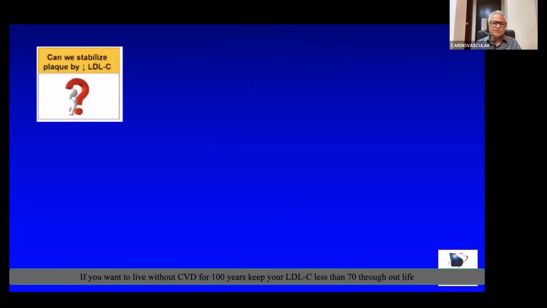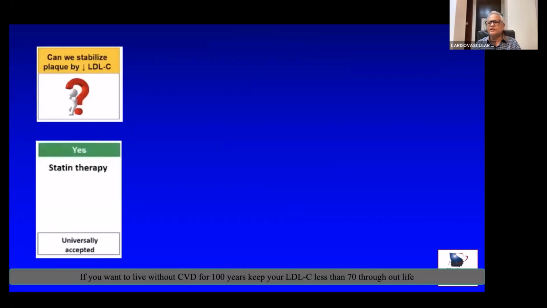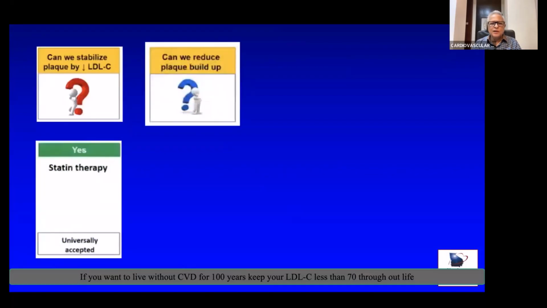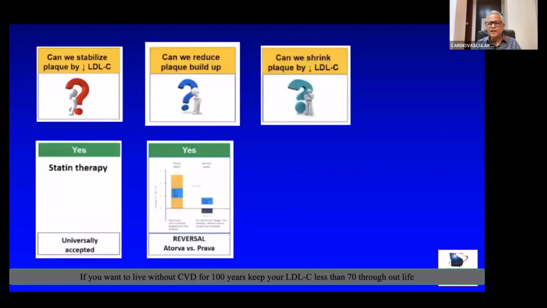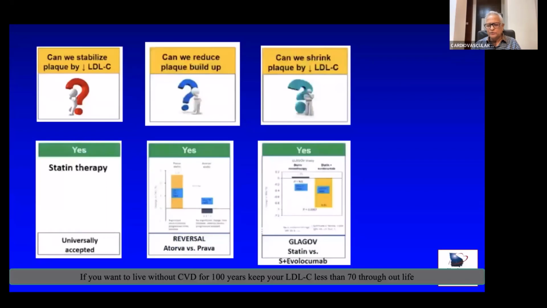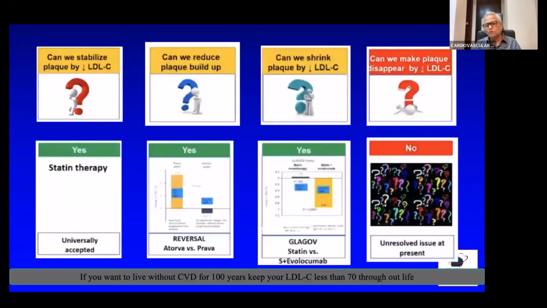And further studies have shown, can it stabilize the plaque? Yes, universally accepted that statin therapy stabilizes the plaque. Can it reduce the plaque? Yes, the REVERSAL trial using atorvastatin clearly depicted that it reduces the plaque burden. Can it shrink the plaque? Yes, the GLAGOV trial using statin plus evolocumab, that is PCSK9 inhibitor, regresses or shrinks the plaque. But can it make the plaque disappear? No, so far this issue is unresolved.